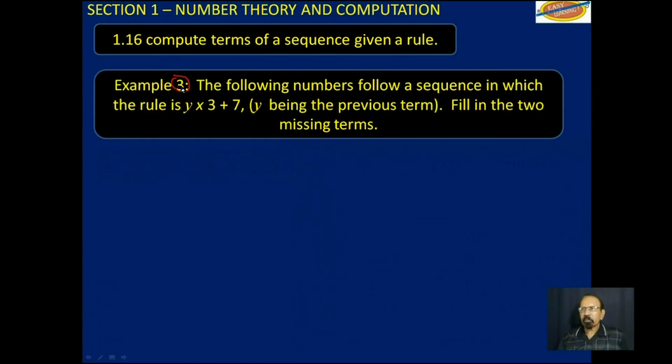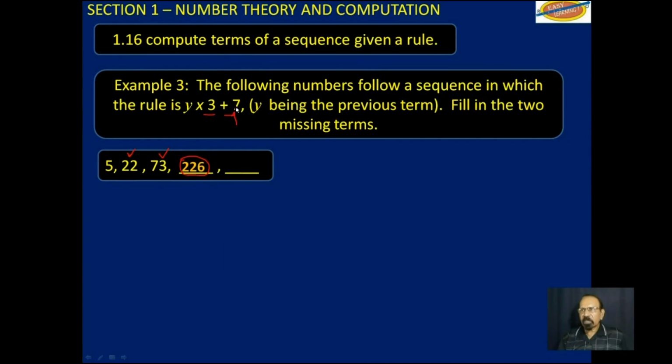Example 3. The following numbers follow a sequence in which the rule is y multiplied by 3 plus 7, y being the previous term. Fill in the missing terms. So 5 multiplied by 3 would give you 15 plus 7 is 22. 22 multiplied by 3 would give you 66 plus 7 is 73. And 73 multiplied by 3, and then you add 7, you get 226. And 226 multiplied by 3, and then you add 7, and you get 685.